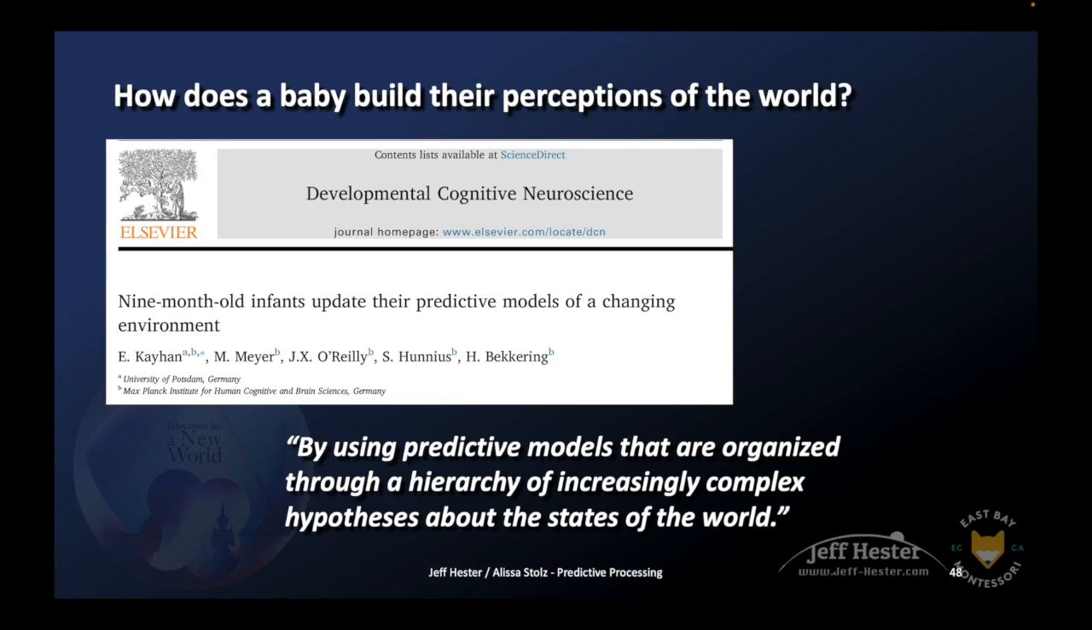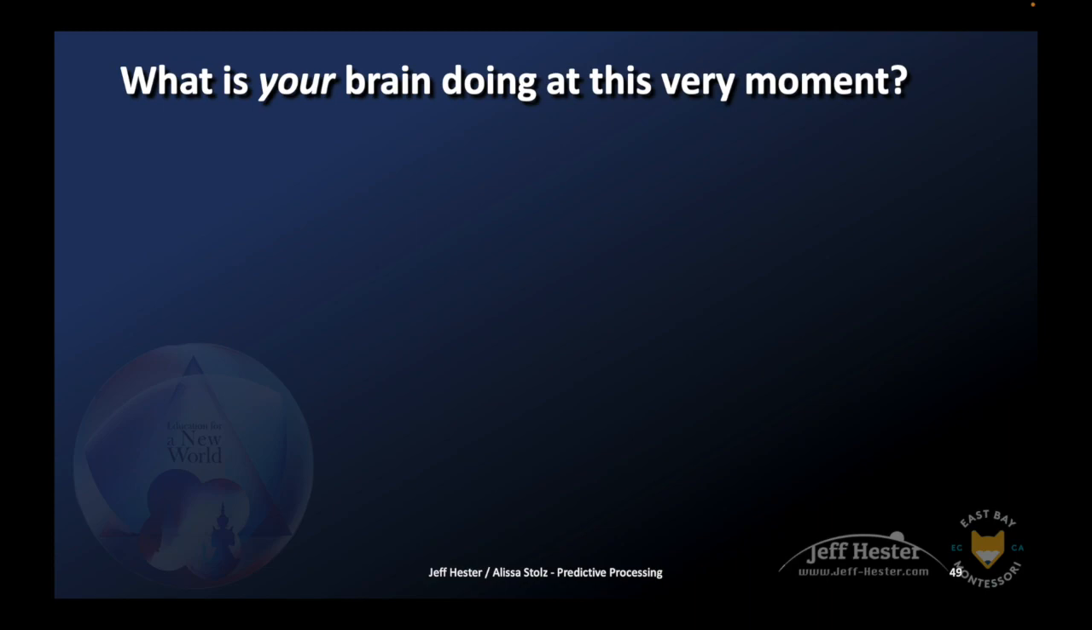I'm not going to dig into that other than to remind you that everything that we're talking about here, these aren't speculations, these aren't just ideas about what might be going on. What we're talking about here is neuroscience. It's backed up by hard evidence.